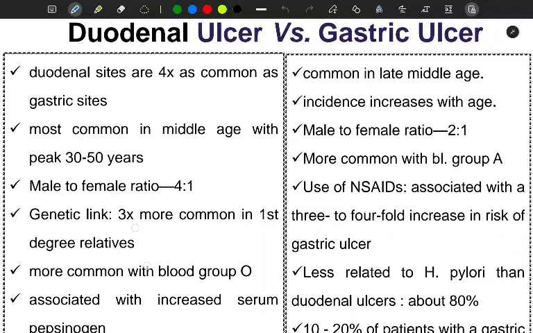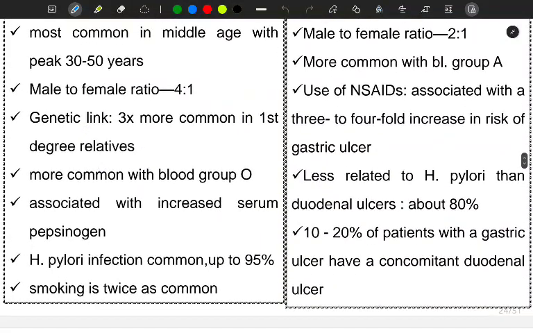Very important: it is associated with H. pylori infection, almost 95%. Whenever you see a duodenal ulcer, there is H. pylori there. So when you see a duodenal ulcer, treat H. pylori directly. Don't think about it twice. Smoking is also twice as common in duodenal ulcers.